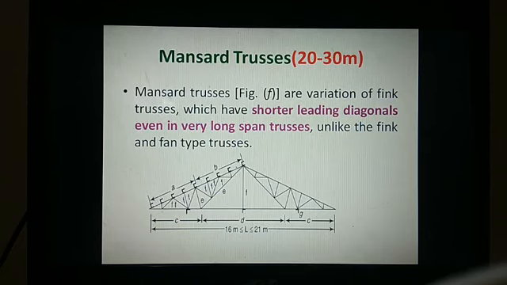And one more is the modified trusses. Again, it can also be used for larger spans, like 30 meters. It is a variation of the fink truss which has shorter leading diagonals.